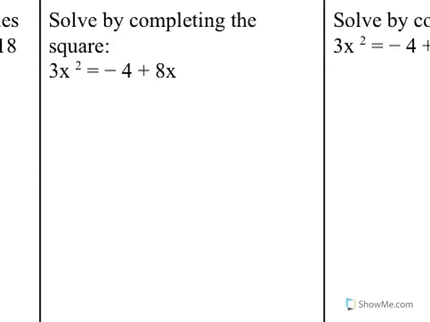So step number 1 when we complete the square is we need it equal to 0. We need everything on the same side of the equal sign. That's the truth whenever you're solving for a quadratic in general. That's an easy first rule.